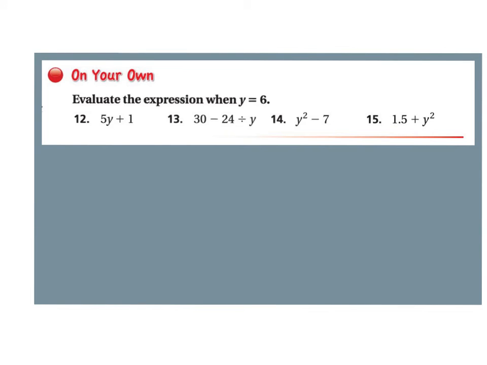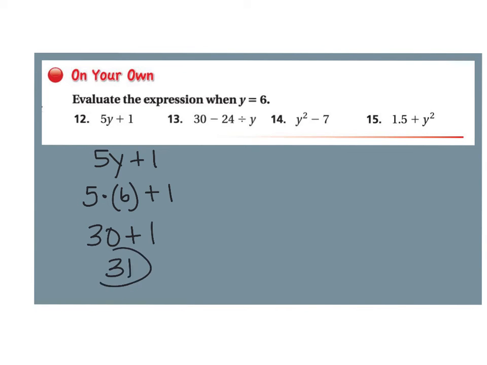So let's do a couple of these. We're going to evaluate the expression when y equals 6. So if we have 5y plus 1, we have to substitute y for 6. So I'm going to do that as a reminder, multiplication, 5 times 6 plus 1. So I know I have to multiply first because multiply comes before addition. 5 times 6 is 30. Then I'm going to add 1. 30 plus 1 is 31. That's my answer.